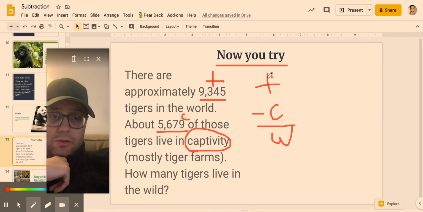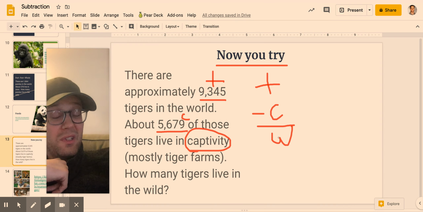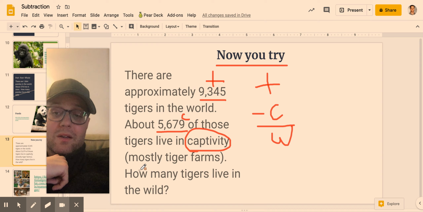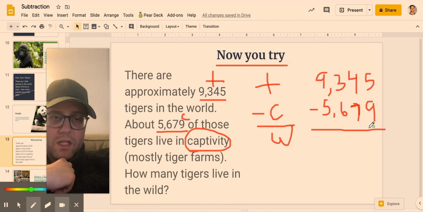So we're going to do total tigers minus tigers in captivity, the ones who mostly live in tiger farms. And that will tell us about wild tigers. You might ask how many are in zoos. There's really not that many in zoos. Most of the ones in captivity are living in people's tiger farms where they raise and breed tigers. All right, let's get to it.